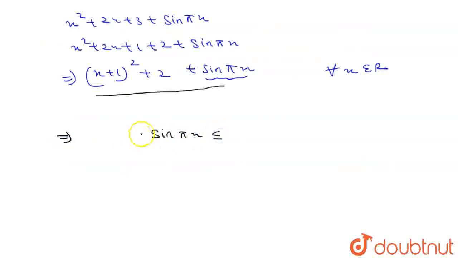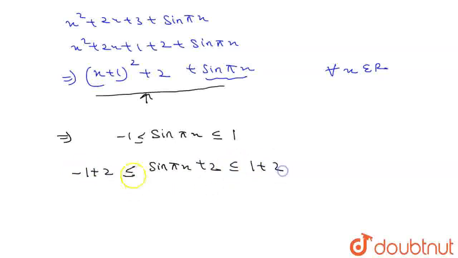Now sine of pi x lies between minus 1 to 1. So from here we first of all have to find the range of this function. So for sine of pi x plus 2, basically we add plus 2 both sides, so minus 1 plus 2, and here also 1 plus 2. So we get that sine of pi x plus 2 is greater than or equal to 1 and less than or equal to 3.